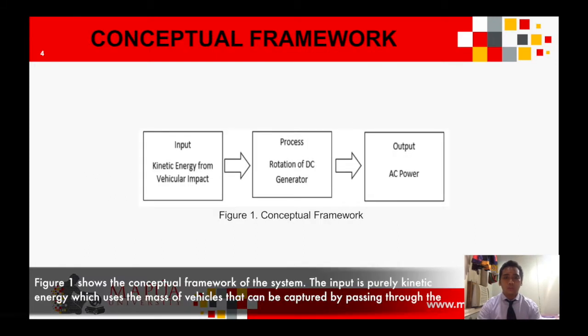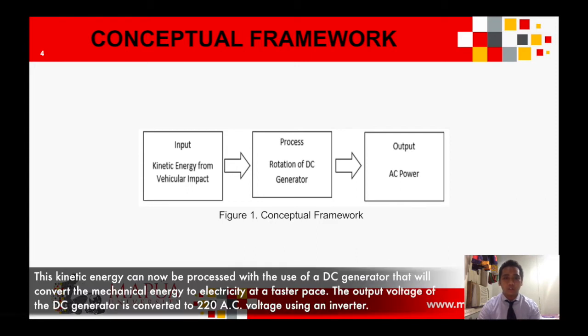Figure 1 shows the conceptual framework of the system. The input is purely kinetic energy which uses the mass of vehicles that can be captured by passing through the ramp. This kinetic energy can now be processed with the use of a DC generator that will convert the mechanical energy to electricity at a faster pace. The output voltage of the DC generator is converted to 220 AC voltage using an inverter.